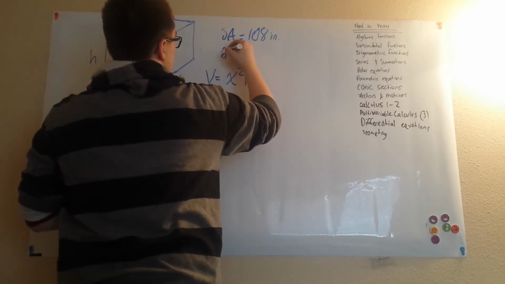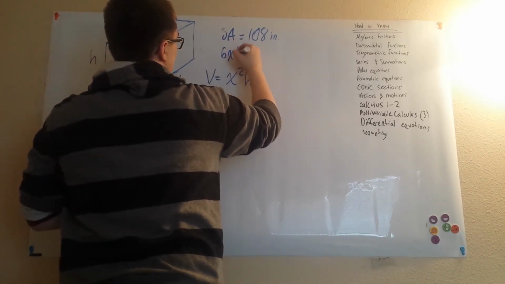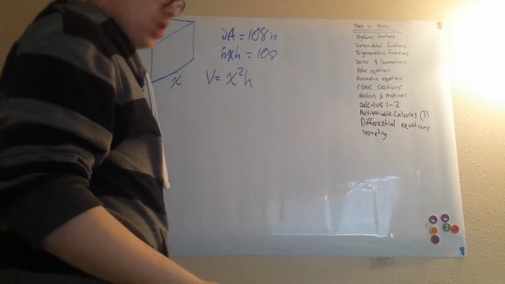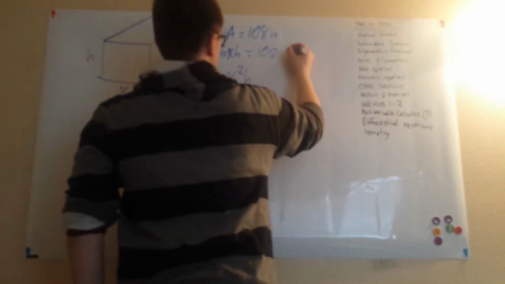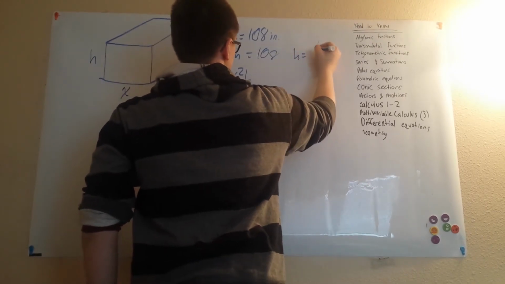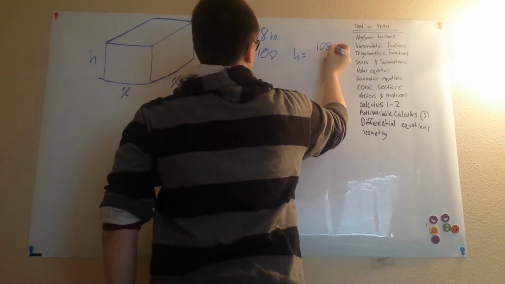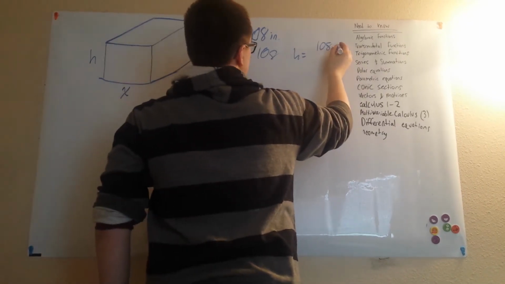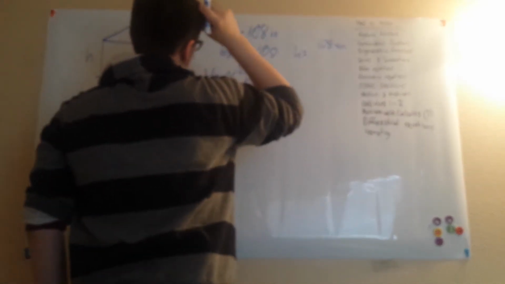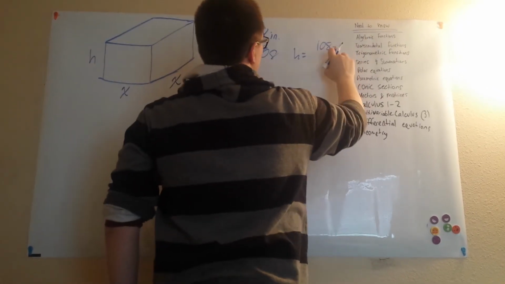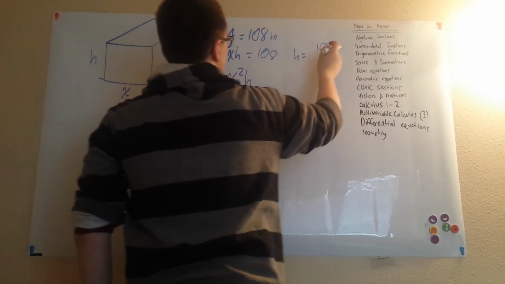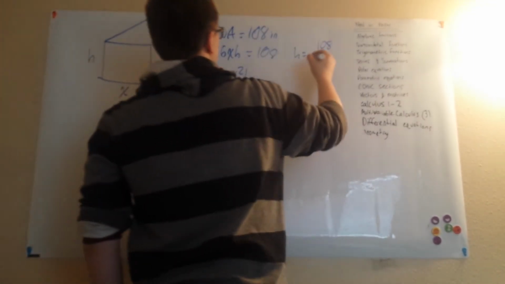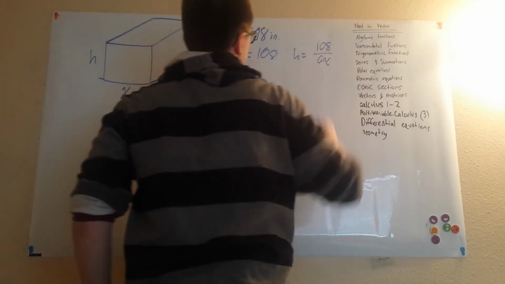6h or xh equals 108. And if we solve for h, we get h equals 108 over 6.